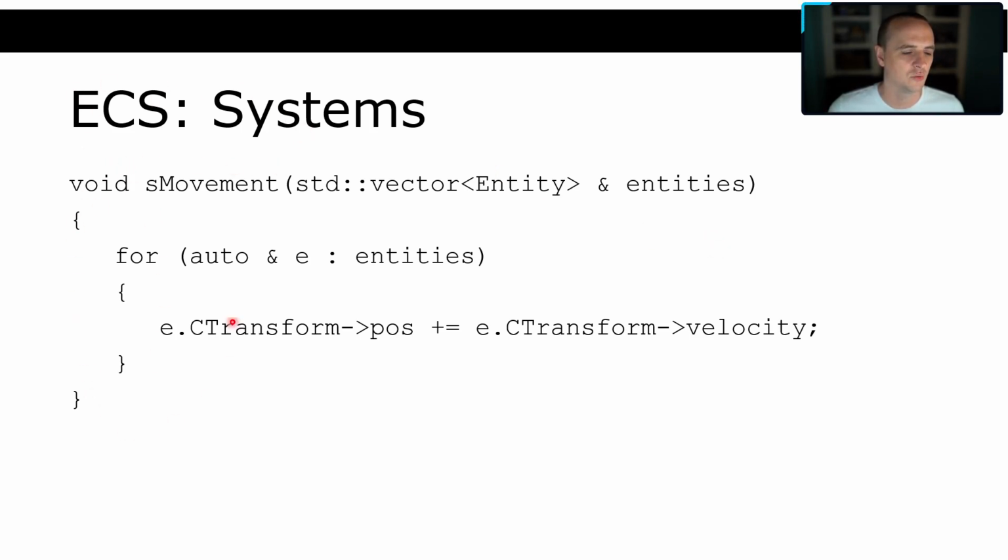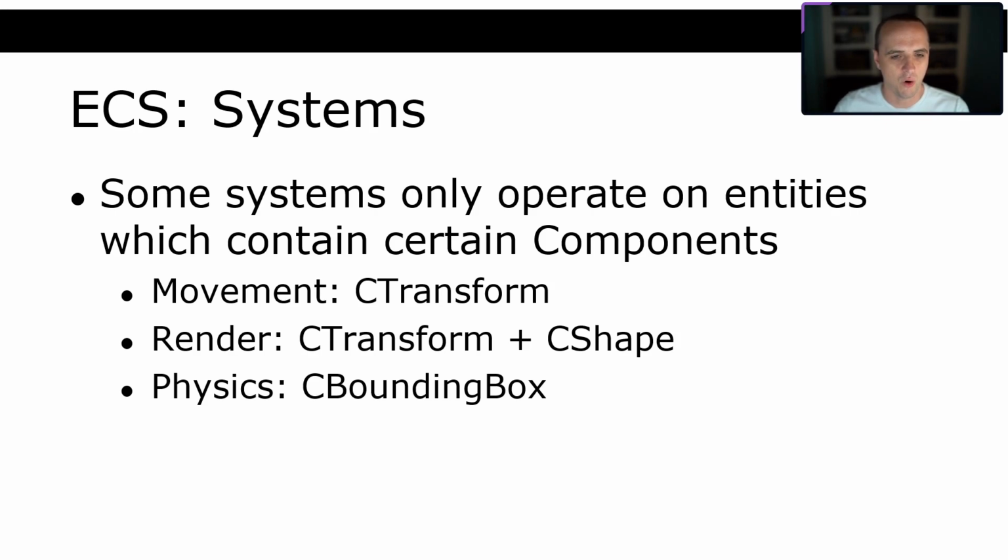And this is really good because we want to separate functionality of our systems into the easiest possible things to comprehend. So some systems are only going to operate on entities which contain certain components, right? So for example, our movement system will only operate on things which have transforms, right? Because if they don't have transforms, then they don't have positions, and so it can't have movement. Our rendering system will only operate on entities which have both transforms and shapes, because if there's no shape associated with it, then we can't render it, right?